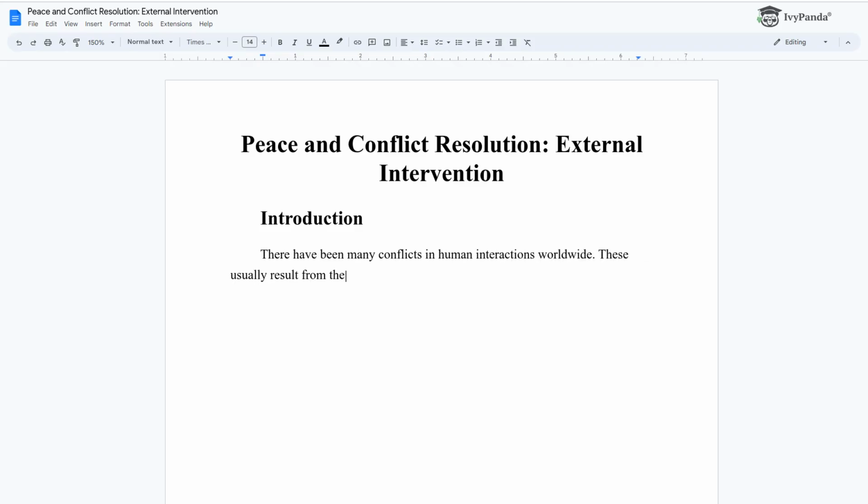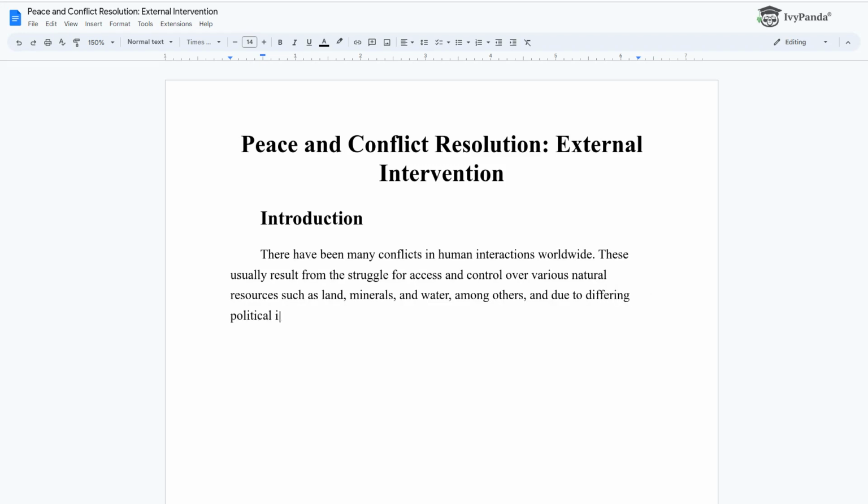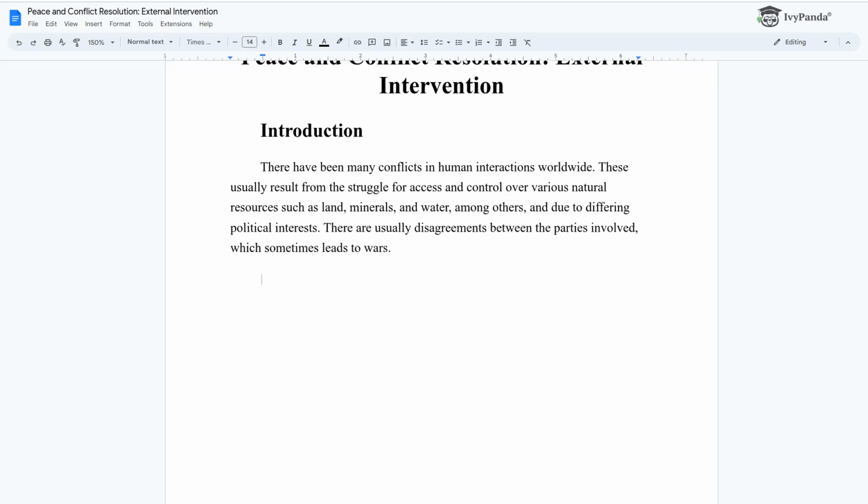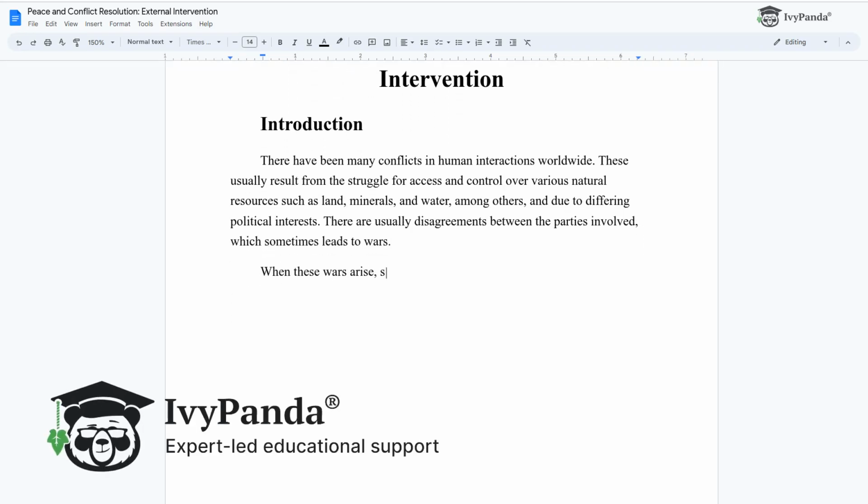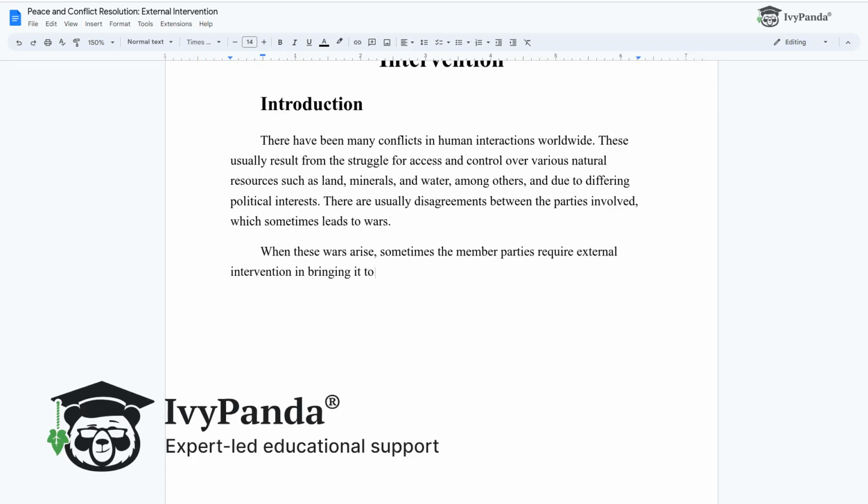These usually result from the struggle for access and control over various natural resources such as land, minerals, and water, among others, and due to differing political interests. There are usually disagreements between the parties involved, which sometimes leads to wars. When these wars arise, sometimes the member parties require external intervention in bringing it to an end.